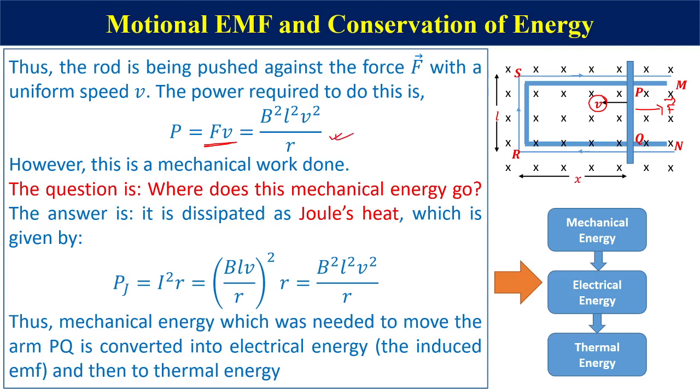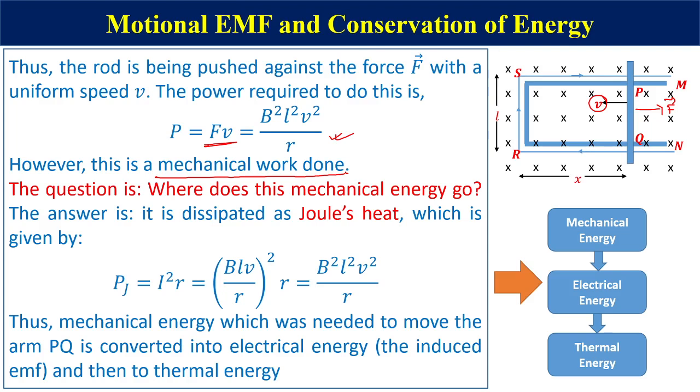So if you put the expression of force and v, then you remain with B square L square v square upon R. But you have to remember, this is a mechanical work done. Why? Because somebody is moving this conductor from the right hand side direction to the left hand side direction. Somebody must spend his energy to move it. It cannot move on its own. So this is a mechanical work done.